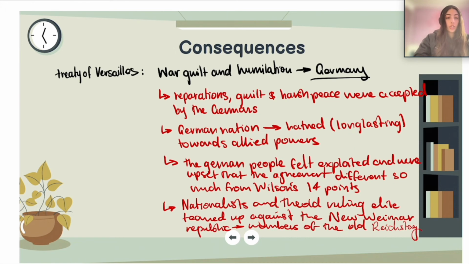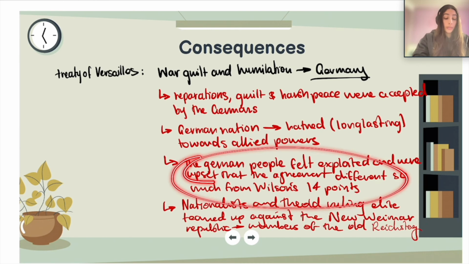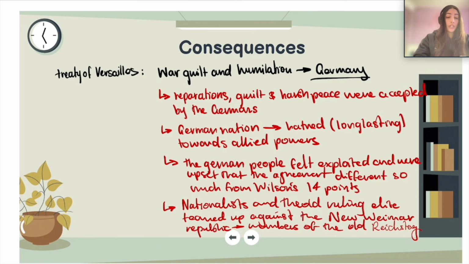And so in terms of the Treaty of Versailles, the main consequences were really towards Germany. And this war guilt and humiliation consequence is a really, really big one to talk about because there's lots of stuff in here. I mean, these nationalists and old ruling elite, they actually went out and assassinated a few of the old delegates from the Reichstag who actually signed the Treaty of Versailles. We can talk about socially what the German people felt. We can talk about economically the reparations. And so there's actually a lot to talk about in terms of the consequences for Germany simply under this war guilt and humiliation clause.